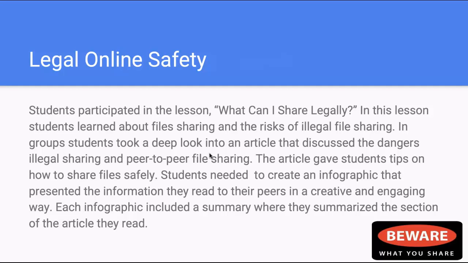Since it was a pretty lengthy article, I broke it up amongst the groups, and students had to re-deliver the information. Because everyone did not see the entire article, because they only received a portion of it, students were tasked to create an infographic where everyone in the class could receive all of the information in a way that was easier to consume. Students did a really great job of summarizing the entire article and being able to put all the pieces together and learn why we should share legally after completing this assignment.